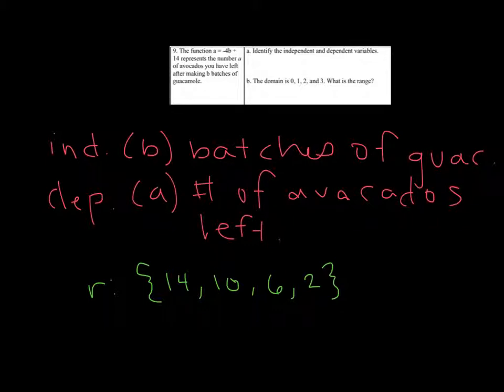Okay? All right, so to find my range, they gave me a domain once again, so I substituted in a 0 for b. Negative 4 times b, that'd be 0 if I use 0. Negative 4 times 0 is 0, plus 14 was 14. Then plug in a 1. Negative 4 times 1 plus 14 is 10, and so on and so forth.